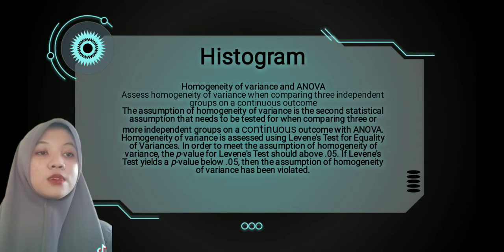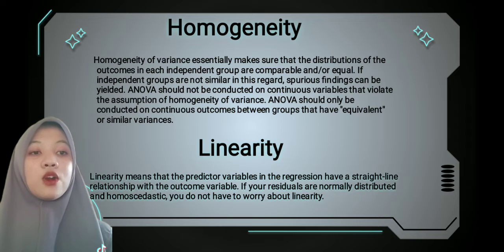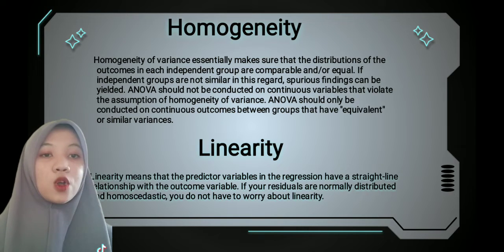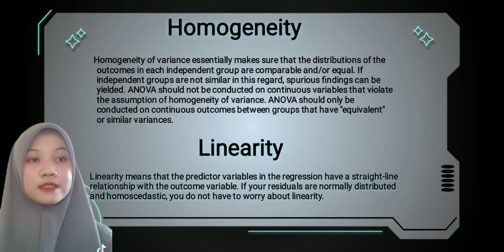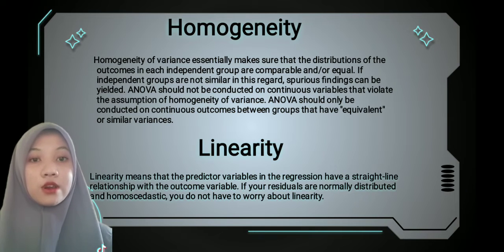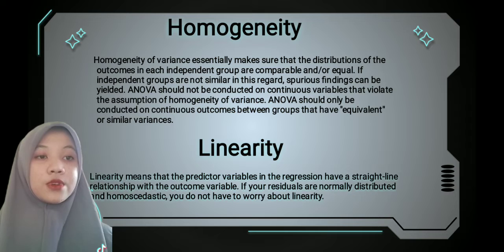And the next is homogeneity. Homogeneity of variance essentially makes sure that the distribution of the outcomes in each independent group are comparable and or equal. If independent groups are not similar in this regard, spurious findings can be yielded.